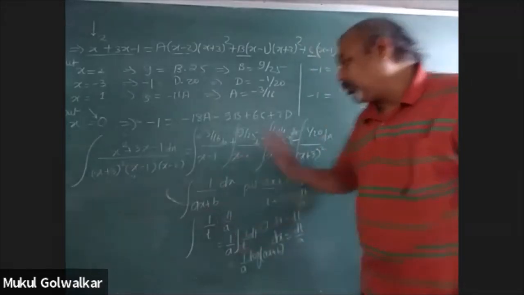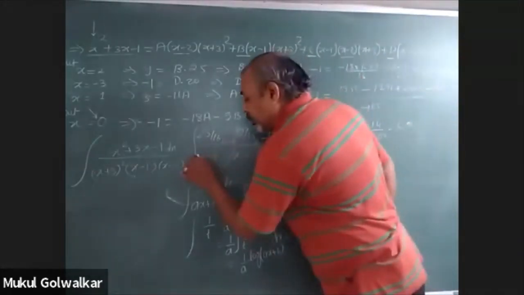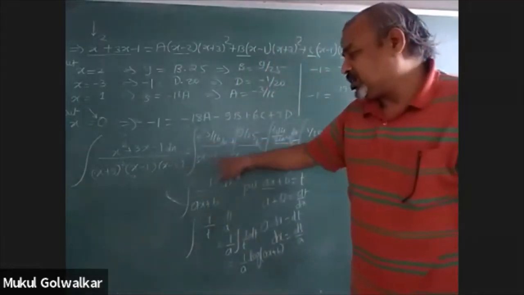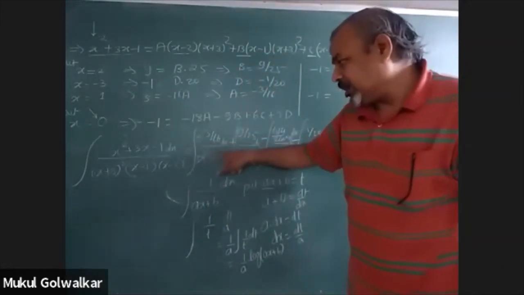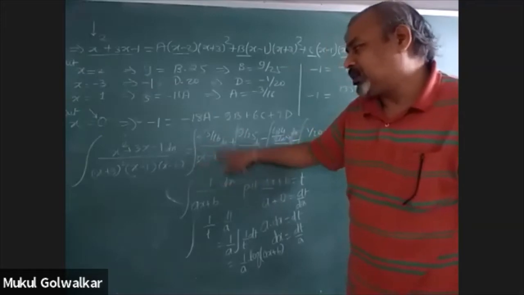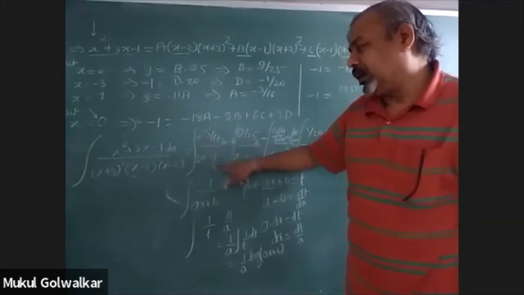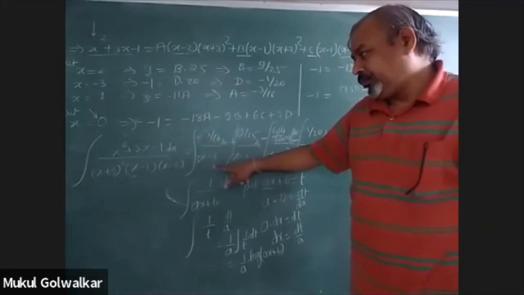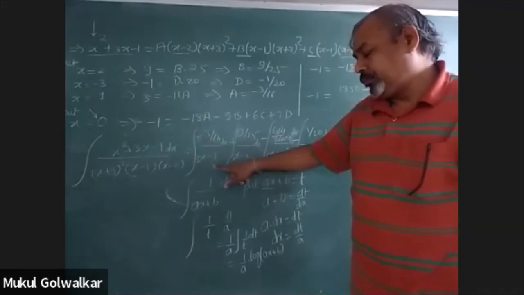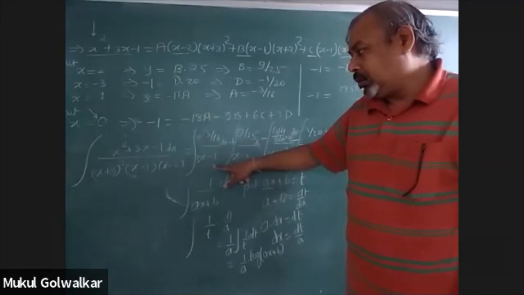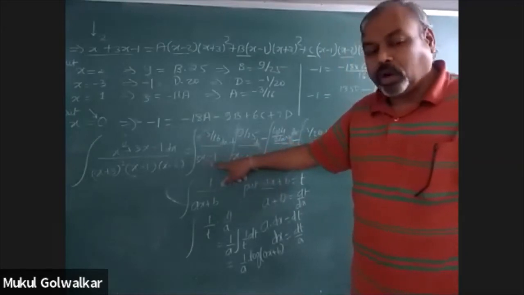Correct? So suppose we have this expression here, minus 3 by 16 upon 3x minus 1. Suppose this is the question, so orally what would have been the answer for this integral? 1 upon 3 into log of 3x minus 1.